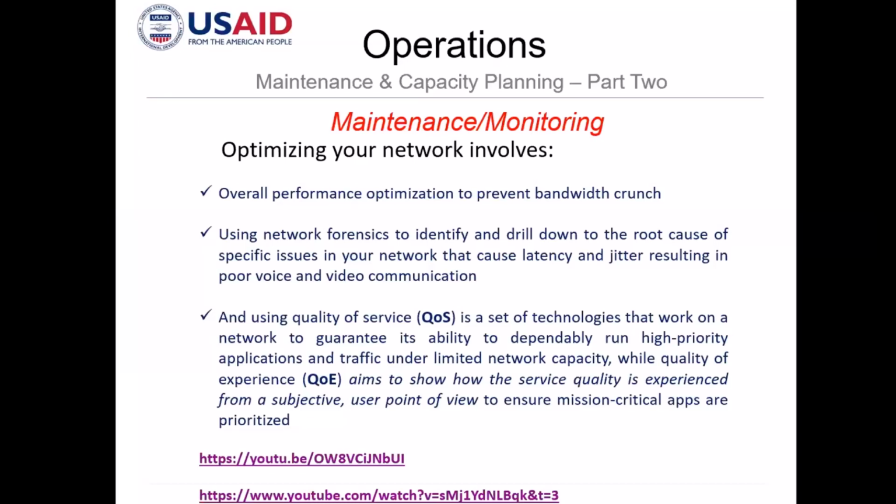So in optimizing the network that will turn over, normally everybody would be concerned about the overall performance or optimization of the network. Normally it's about bandwidth, right? And then our tool should have network forensics so that it can drill down to the root cause of specific issues in each segment of our network that causes latency, jitter, and maybe poor voice and video.